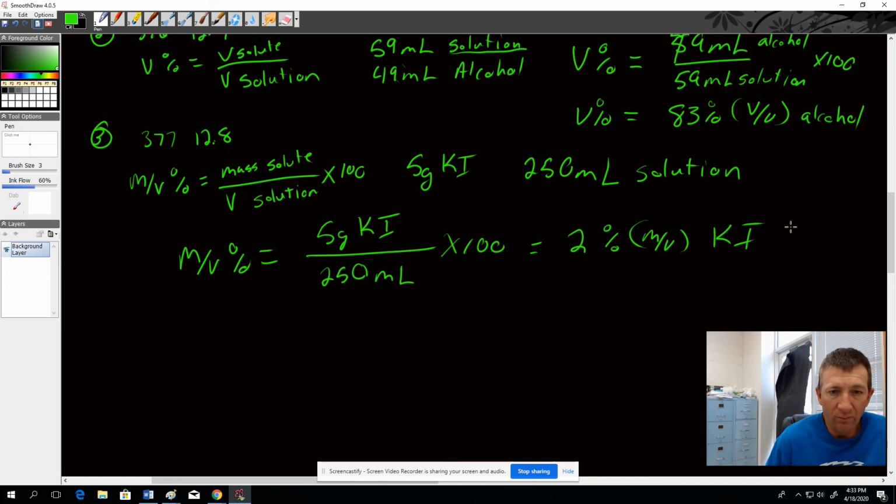So those are the different ways to express concentrations of solutions as percents. You can look at hydrogen peroxide and it'll say 3% hydrogen peroxide by volume. Well, that means there are 3 milliliters per every 100 milliliters of solution. And so that's how you do concentrations.